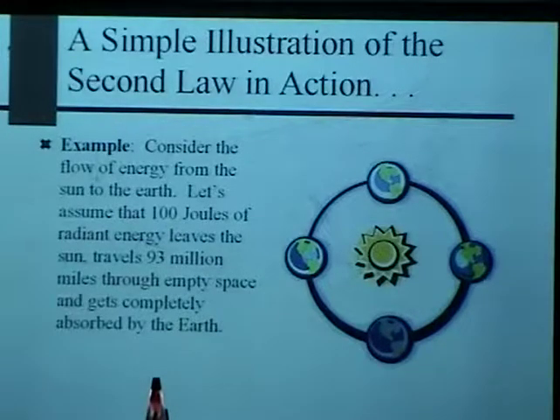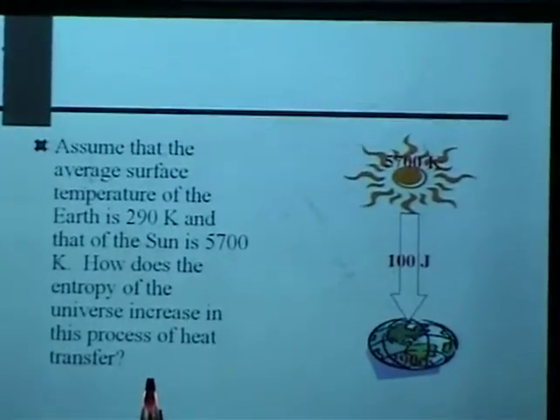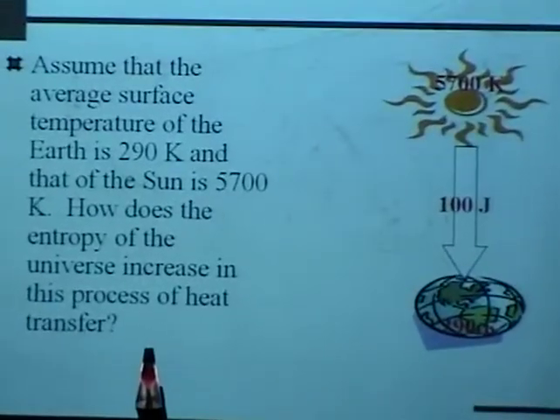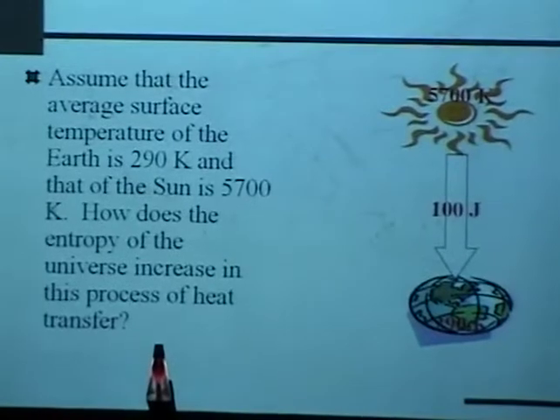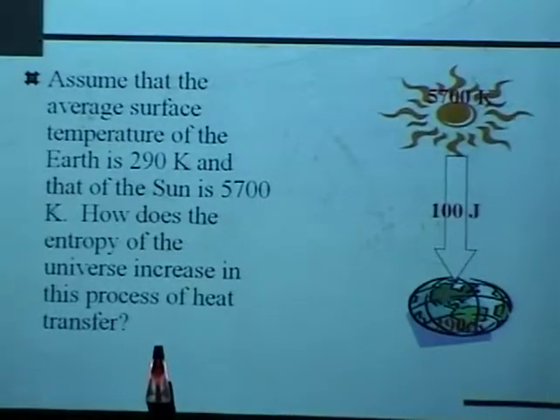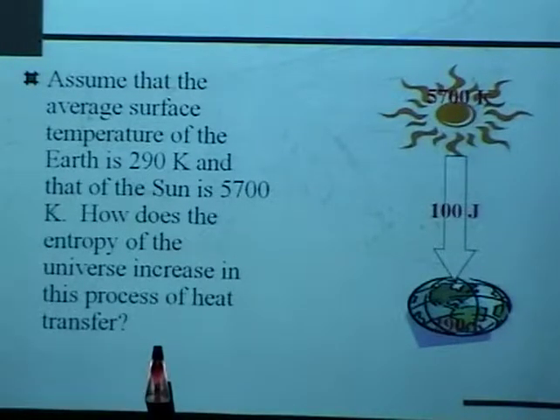So in this example, let's take a look at what would happen if a very small amount of energy, let's say 100 joules, travels the 93 million miles through empty space from the sun to reach Earth. And let's assume that it gets completely absorbed by the Earth. To be able to apply the second law, we need to know the surface temperature of the sun. It's about 5,700 Kelvin, and that of the Earth, we'll say, is about 290 Kelvin. Let's calculate the entropy change in the universe for this process. So we're going to take a look at the second law.